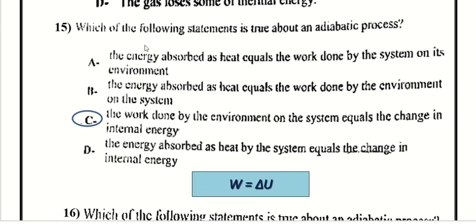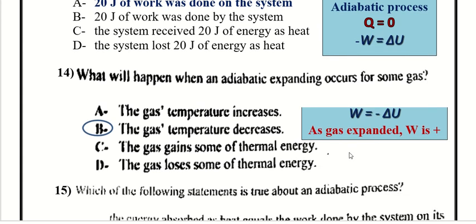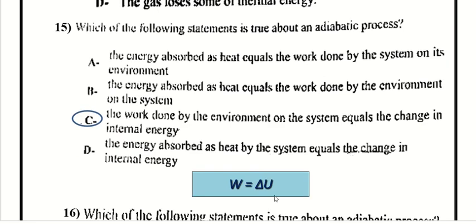Number 15. Which of the following statements is true about the adiabatic process? In the adiabatic process, Q equals 0. We have different situations, as we mentioned here: W equals delta U, or W equals negative delta U. Let's see what the correct choice is. The work done by the environment on the system equals the change in the internal energy. All of them are positive signs. Let's test what this choice says.